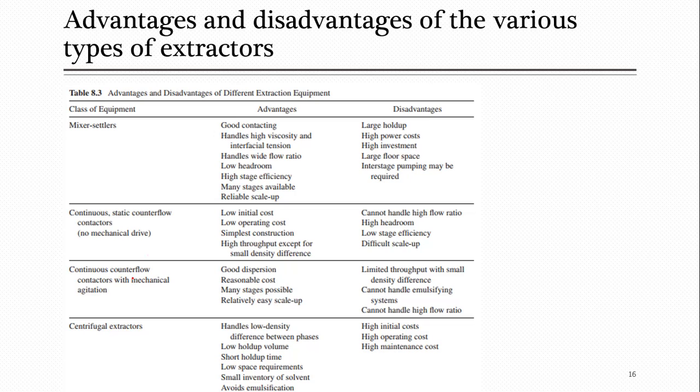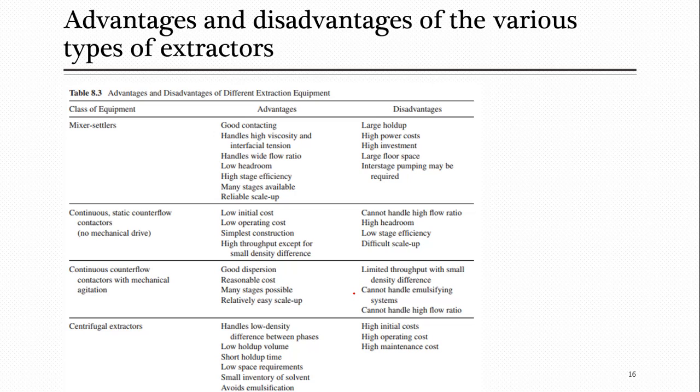And then there are continuous counter flow contactors with mechanical agitation, which more or less are mostly what we have seen today. So they have good dispersion because they have a rotating element, and then there is reasonable cost. Somehow you can say they will be in between these two because they were a modified form. So many stages are possible, as well as being relatively easy to scale up, but they have limited throughput with small density differences.